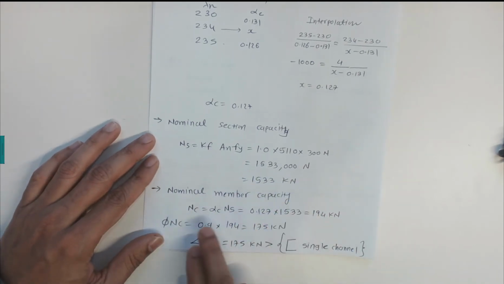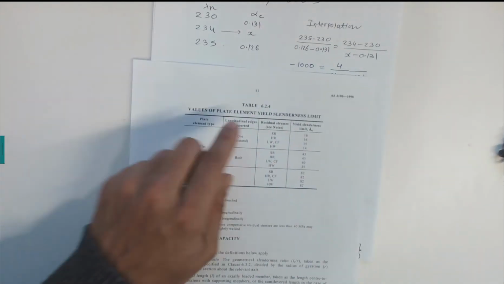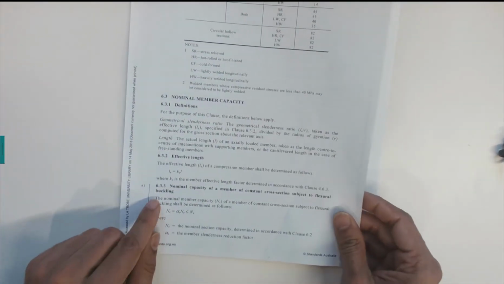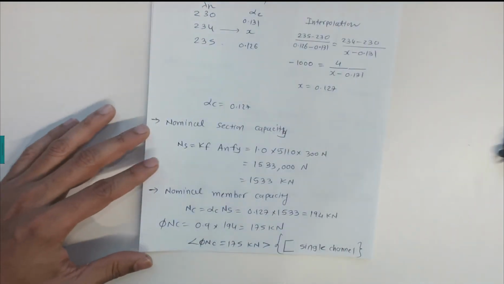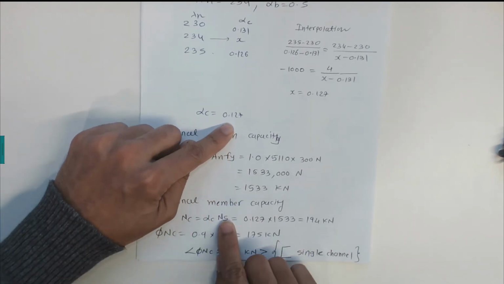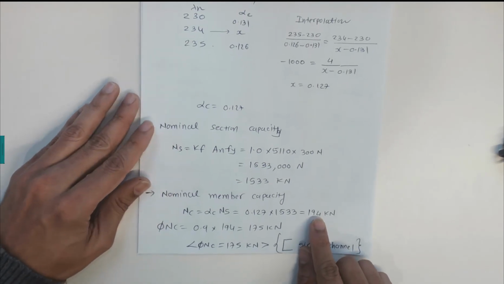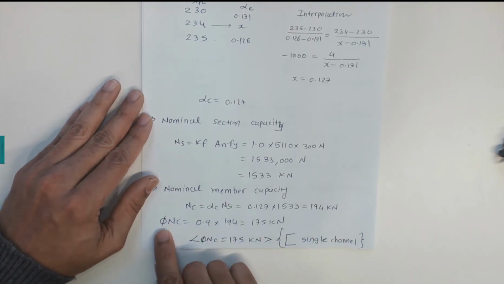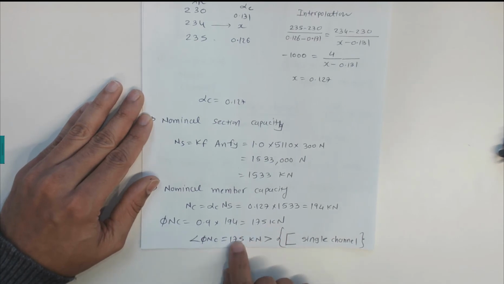Now nominal member capacity, that equation is taken from page number 83, clause 6.3.3. NC equation is given. So alpha c we calculated 0.127, section capacity we calculated 1530, multiplication gives 194 kilonewtons, multiply by the capacity factor 0.9 gives us 175 kilonewtons, so that is 175.